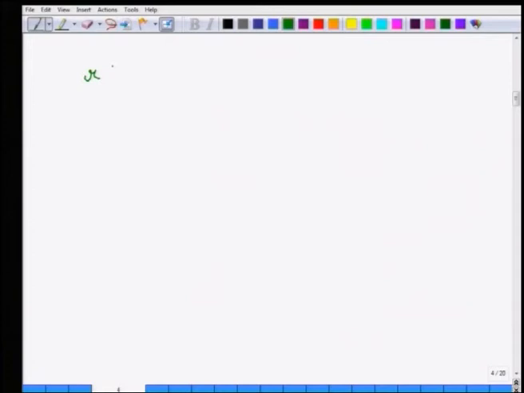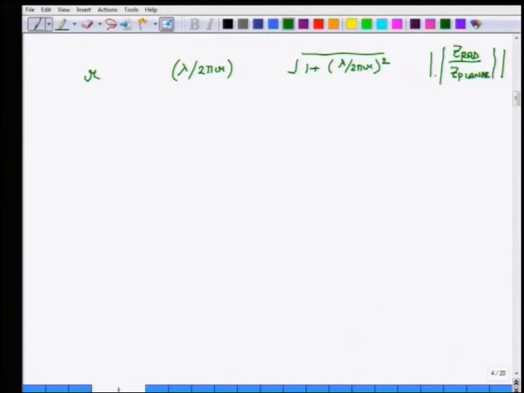I am going to construct a table. The first column will be for r, the second column will be for lambda over 2 pi r, the third column will be the square root of 1 plus lambda over 2 pi r whole square, and the fourth column will be the ratio of radial wave impedance and planar wave impedance.